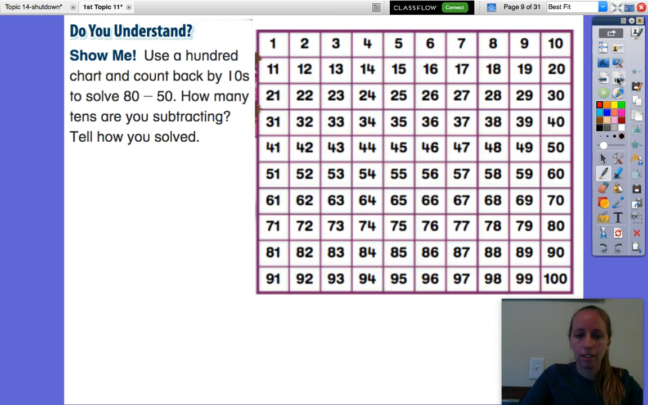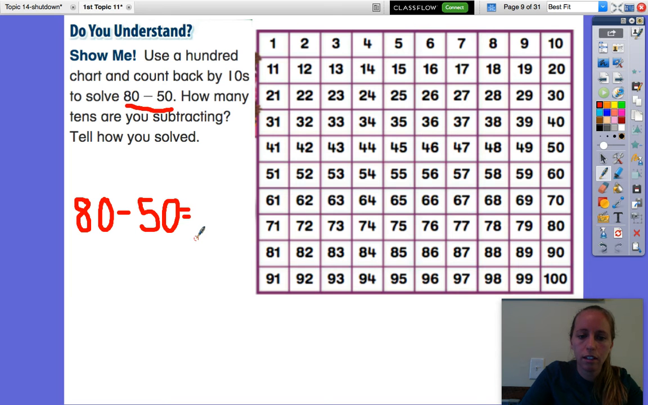This problem says, use a hundreds chart and count back by tens to solve 80 minus 50. Okay, so I need to solve 80 minus 50. How many tens are you subtracting? So first what I want to do is I want to find 80 on my 100 chart because that's what we're starting with, right? So we're going to find 80 on the 100 chart and it's right here. There's 80. Now I want to take away 50. I want to subtract 50.